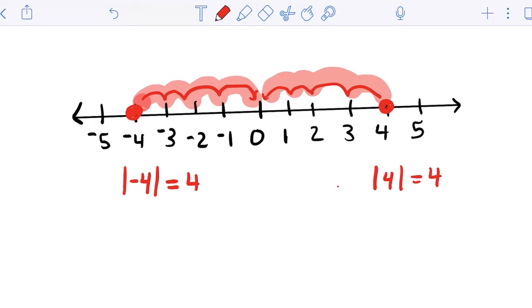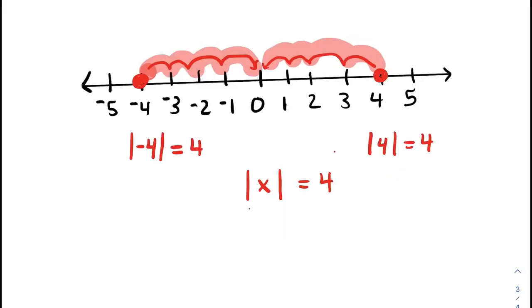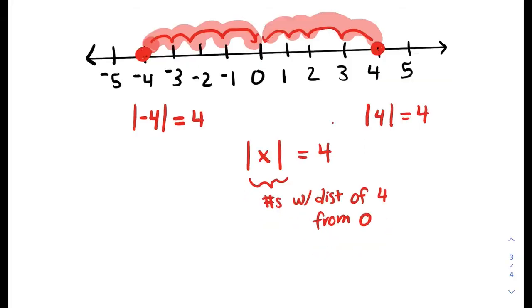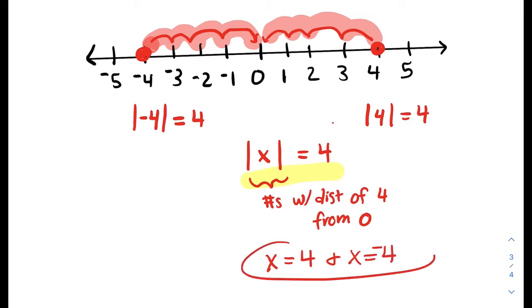You can write an equation that represents both numbers that are 4 units away from 0 by writing an equation that looks like absolute value of x equals 4. So this stands for the numbers that have a distance of 4 away from 0. So the solution to the equation absolute value of x equals 4 is just our two numbers, 4 and -4, since those are the numbers that have a distance of 4 units to get to 0.